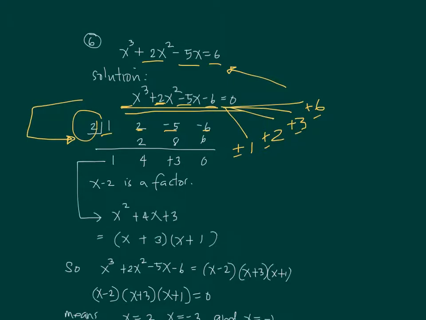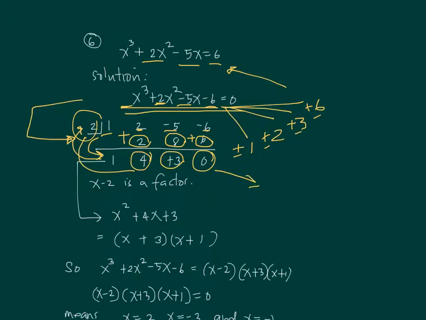perform the synthetic division. So again, we drop the first number, so that's 1, and then we multiply that by 2, so we get this 2. Then we just add, we get 4, then multiply again, so you get 8, and then add again, you get 3, and then 3 times 2 is 6, and when you add 6 and negative 6, it becomes 0.